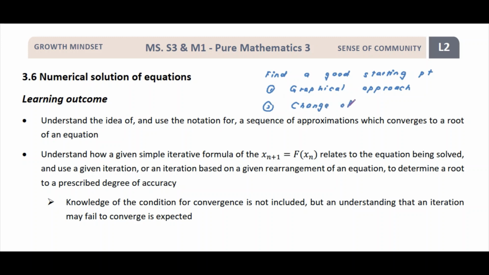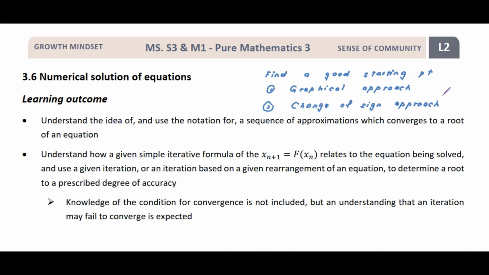So you are given an interval. When you substitute your upper limit and lower limit of the interval into your function, you should get different signs, meaning one positive and one negative. So you show that there is a presence of a root in between the interval.